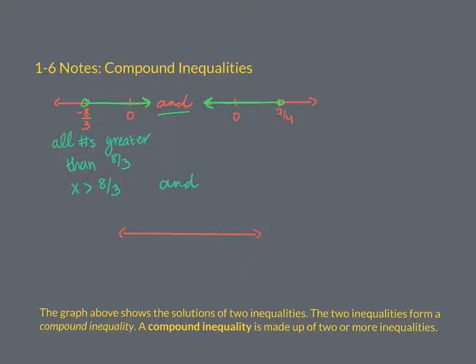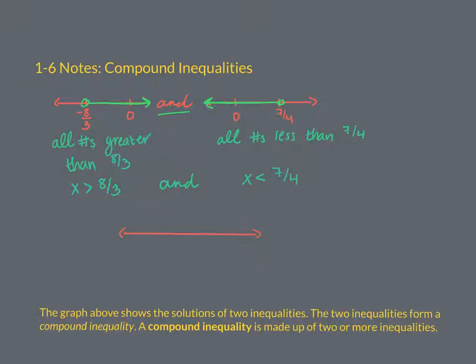And we also want to look at the second one, which is all numbers less than 7/4. The reason why it's less than is because the arrow is going to the left, and we start at 7/4, but we're not equal to there. So this is all numbers less than 7/4. When I write that in mathematical symbols, that would be x less than 7/4. So the inequalities I'm looking at combining into one graph are x greater than negative 8/3 and x less than 7/4.